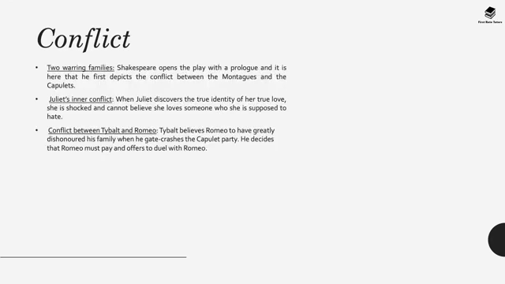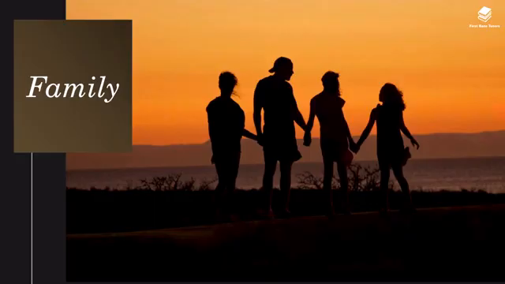Of course, when it comes to conflict, there's obviously the two warring families, the Montagues and Capulets. We also have Juliet's inner conflict when she discovers the true identity of her love, which is Romeo, and he's from the Montague household. And of course, we have the major conflict between Tybalt and Romeo, which acts as a catalyst for the eventual death of Romeo as well as Juliet.